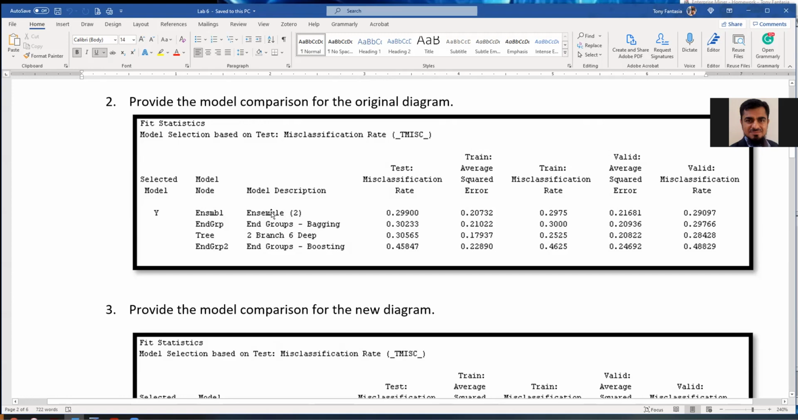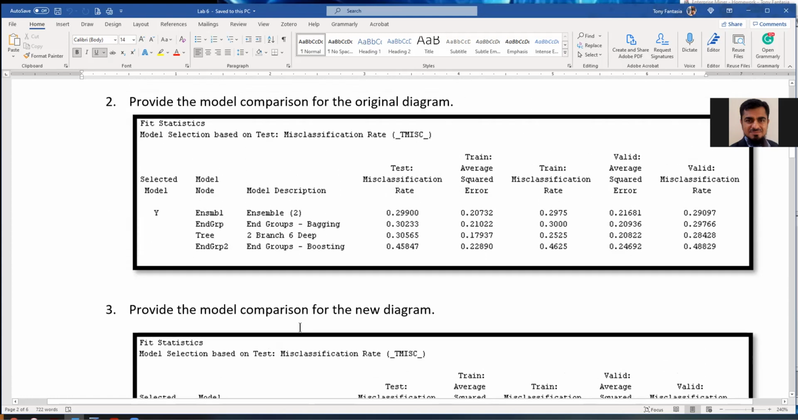Mine says that the Ensemble had the lowest test misclassification rate, and I ran that model. I rebuilt it 4 times. I ran it 4 times. Actually, I ran it 8 times, and I keep getting the same thing. And Dr. George is aware that I'm getting different results from other people. So I got the Ensemble as the preferred model with the lowest misclassification rate, and the other 3 were trailing behind.